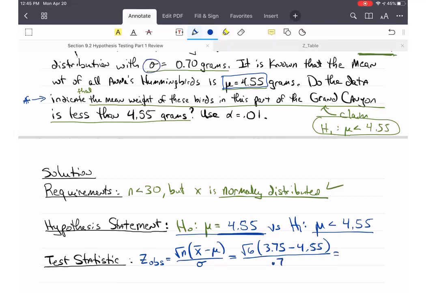And again, I do second square root 6, close that parenthesis, times a new parenthesis, 3.75 minus 4.55, close that parenthesis, and then divided by 0.7. And I get negative 2.7994. And remember, I need to go to two decimal places. So I go 1, 2, 3.